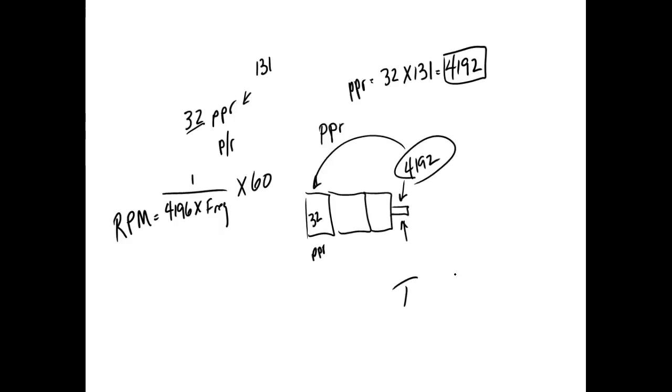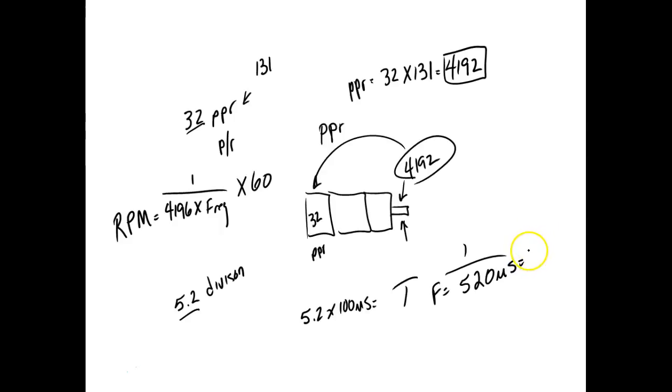So when we came up here on an oscilloscope, what did we measure? 5.2 divisions. So I'm going to take 5.2 divisions and multiply that by 100 microseconds. That's what? 520 microseconds. Then we take the reciprocal of that, and that'll give us the frequency. So what's our frequency? 1923. So this is our frequency, and this will be in hertz.